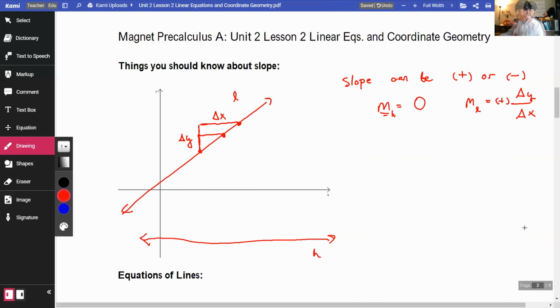Wonderful. Some other things about slope you've already mentioned. Positive, that is moving up from left to right.